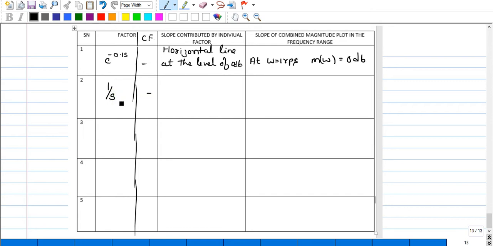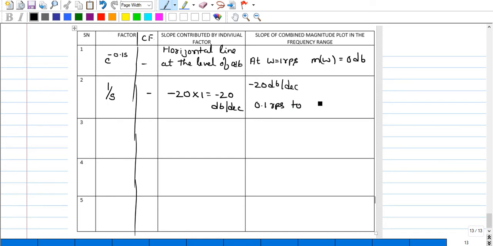Again, there is no corner frequency for the derivative factor, and the formula depends on the degree. It is in the denominator, so minus 20 multiplied by n, where n is 1, will be minus 20 dB per decade is the unit. So the combined slope will be minus 20 dB per decade, starting from 0.1 rps to the next corner frequency.